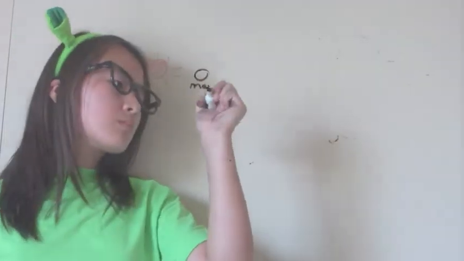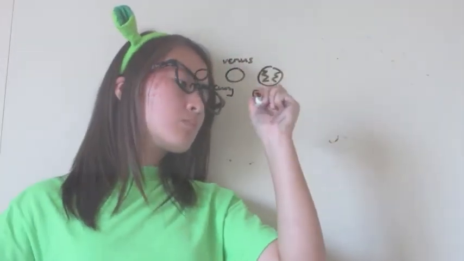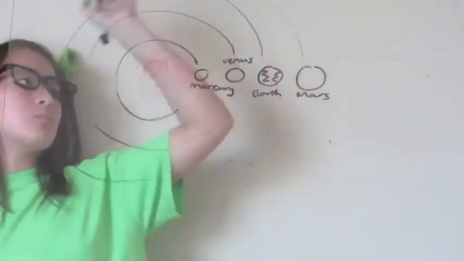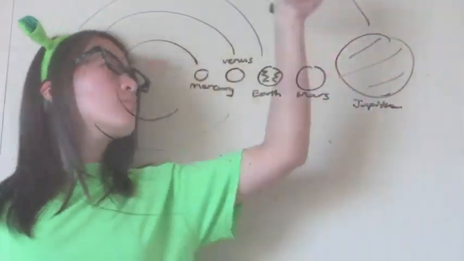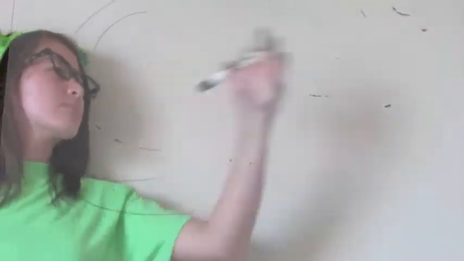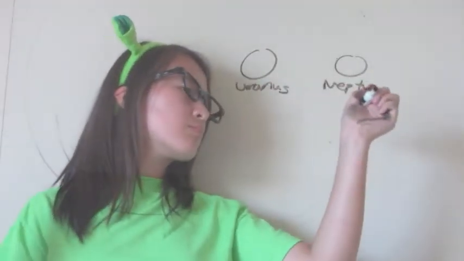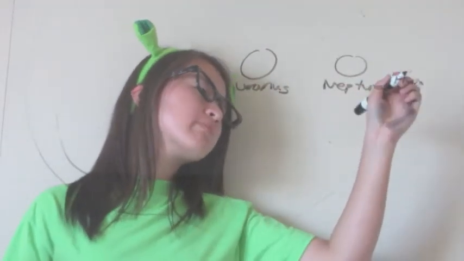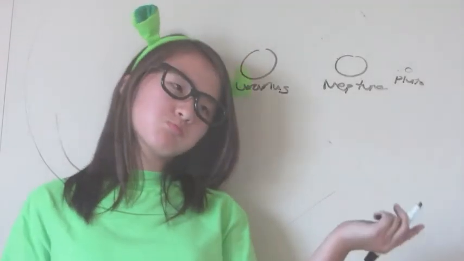Oh, have I not talked about the solar system? Well, it starts with the Sun, Mercury, Venus, Earth, Mars, Jupiter, Saturn. There's no space, so I'm going to erase it. Uranus, and Neptune. Sadly, my favorite planet, Pluto, is no longer a planet.